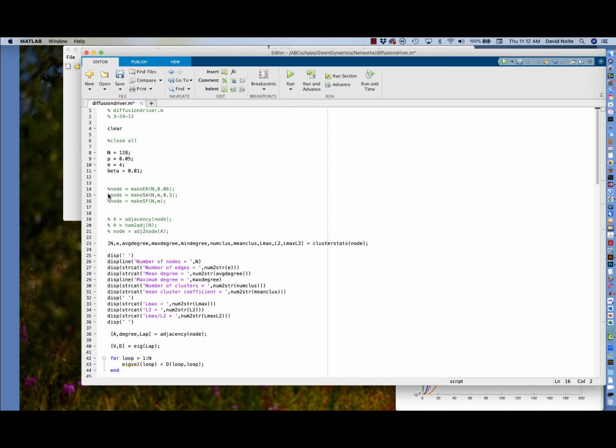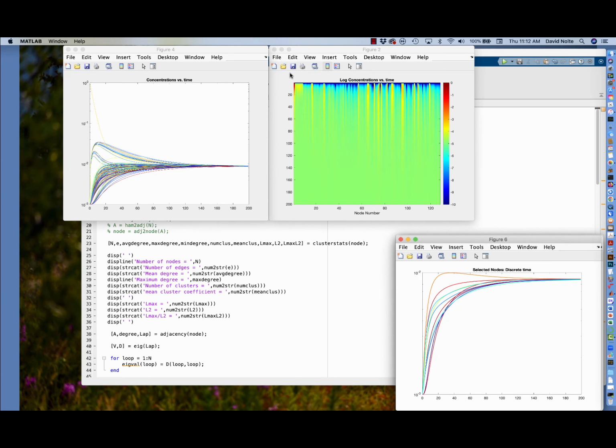Again, roughly the average degree is the same, between 7 and 8. And then this actually is even faster. This goes to about 1/10 concentration at about maybe 5. And so the scale free is actually much faster diffusion. And the reason for that is the hubs.